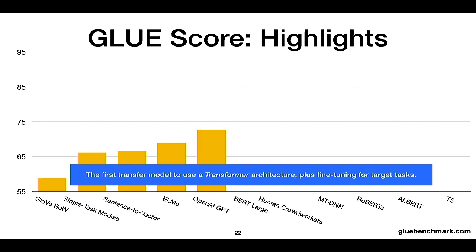Then we got a sort of rapid succession of other models showing up. OpenAI followed relatively soon after the launch of the competition with the first language model to use a transformer-style neural network architecture, and the first to use fine-tuning, where the idea is to adapt this model to a specific task, you backpropagate into the pre-trained language model itself without adding any more parameters or layers than necessary. This turned out to help quite a bit.